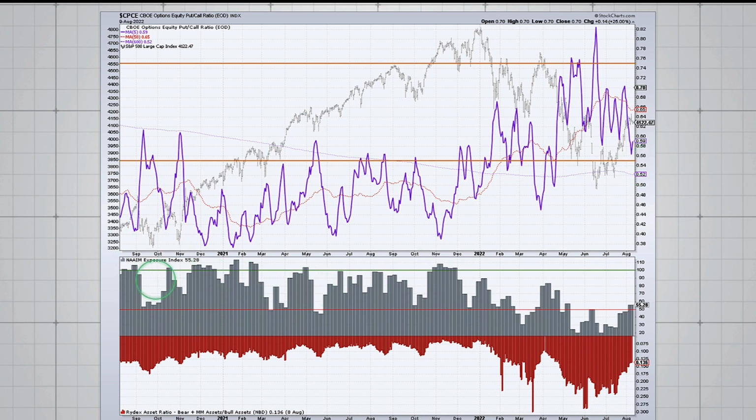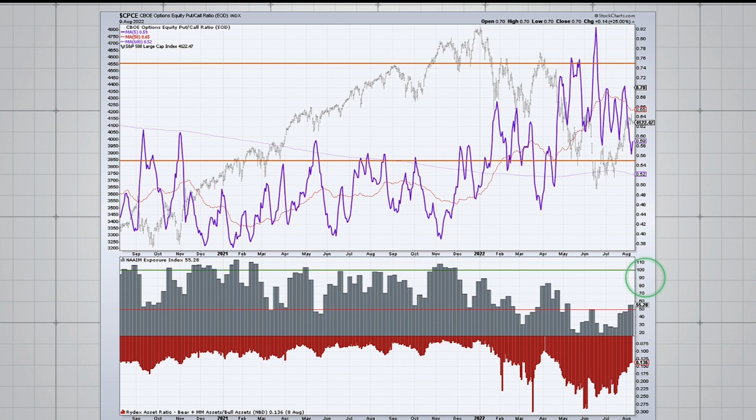In the lower panel, though, we have something called the NAAIM Exposure Index. That is basically a measure of active managers in the market and how exposed they are on the long side. This is a survey that happens weekly. What we can see here is that when this is above 50%, that means more than 50% of active managers are long in the market overall. Their overall exposure is on the long side.